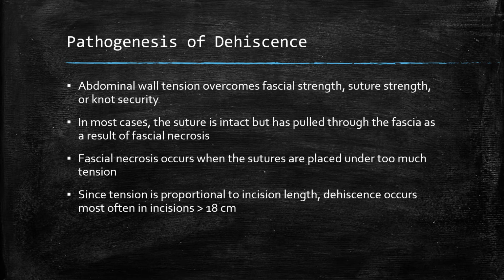Dehiscence occurs when abdominal wall tension overcomes either fascial strength, suture strength, or knot security. Most of the times, when you re-explore a patient for a fascial dehiscence, you'll find that the suture is intact, but that it is pulled through the fascia as a result of fascial necrosis. And fascial necrosis occurs when the sutures are placed under too much tension. Since tension is proportional to incisional length, you typically find dehiscence in the longer incisions, with most being greater than 18 centimeters.